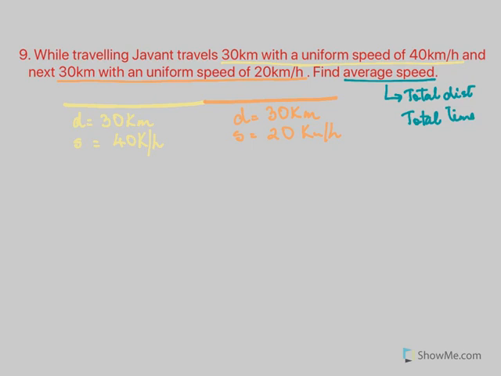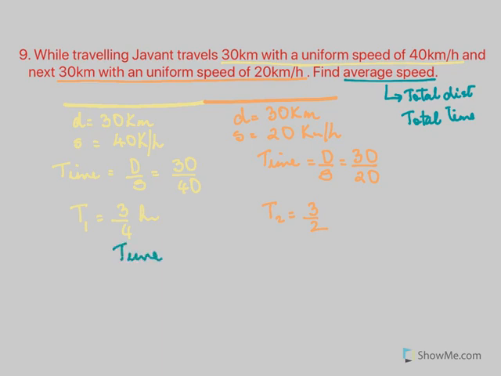So in the first case, the distance we know. We need to know the time. To know the time, we know the formula for time is distance over speed. That is 30 over 40. So the time 1 in this case is 3/4 hours. In the second, again, the time is distance over speed, and distance is 30, the speed is 20. So the time 2 for the second part of his journey is 3/2.